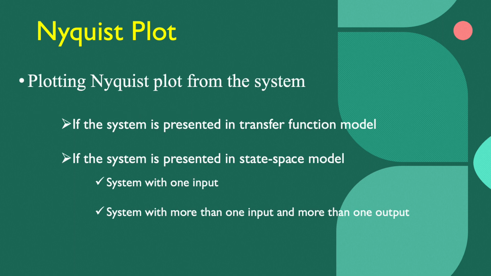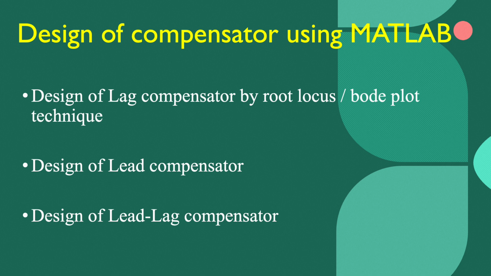Now coming to the Nyquist plot. In the Nyquist plot we plot the Nyquist for the system, and here also we take two presentations. One is how we can plot the Nyquist plot from the transfer function model in the MATLAB environment, and also we plot Nyquist plots in the state space model. Here we also consider two cases. One is for the single input single output system, and one is the MIMO system, that is the multi input multi output system. Then we talk about designing of the compensator using MATLAB.